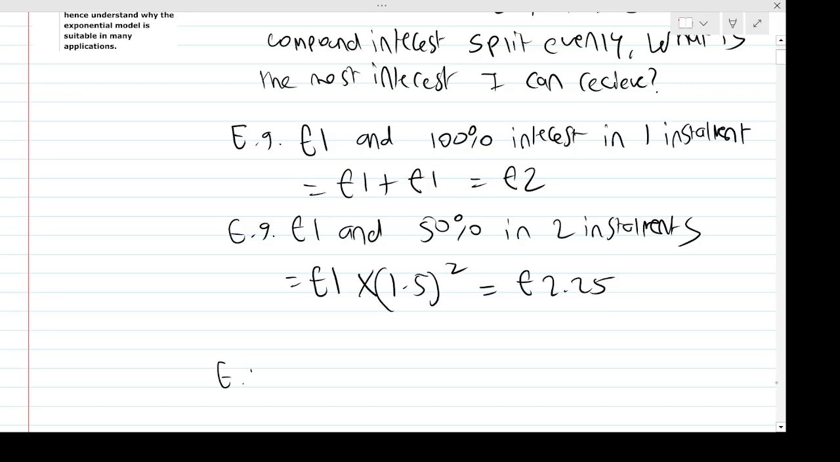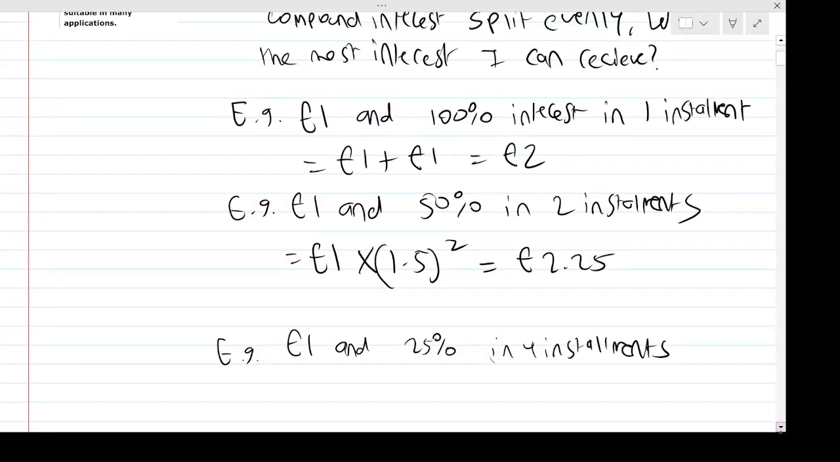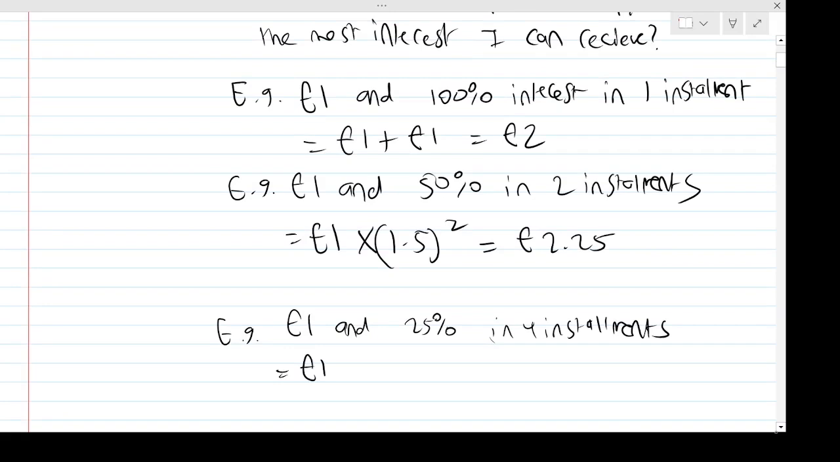Now again, let's split it even more. Let's say we have £1 and 25% each installment, with 4 installments. I split the 100% interest in 4, so 25% in 4 installments. So that would be £1 times my multiplier of 1.25. Remember, the 1.25 represents a 25% increase, and that'd be 4 times, so to the power of 4.